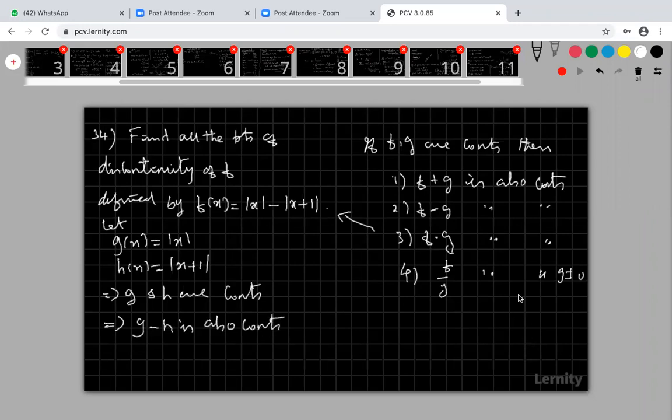So here, not the composition rule, apply that the difference of two continuous functions is continuous. So this is my g of x, this is my h of x, both continuous, and the difference between these two is another function that is also continuous. This difference is nothing but my f of x. g minus h is nothing but my f. Therefore, my f of x is continuous.